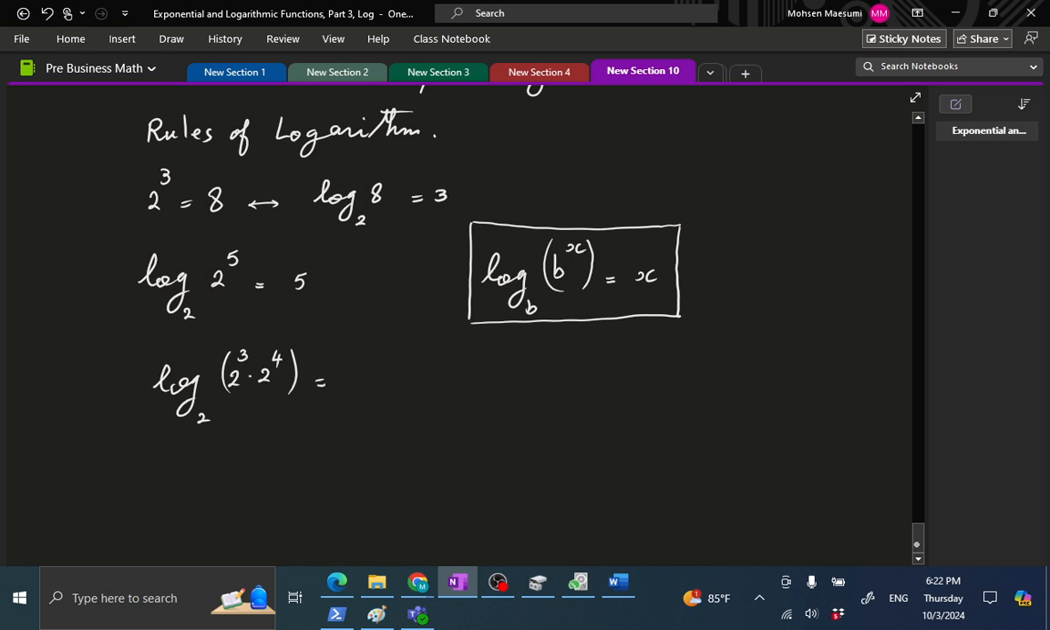Well, here's a multiplication. Let me use the rule of exponents there. It becomes 2 to the power of 7 in base 2. And just like here, logarithm of 2 to the power of 7 in base 2, what is that? It's just 7. Well, we could have gone from beginning to the end without any problem. 3 plus 4 is 7.